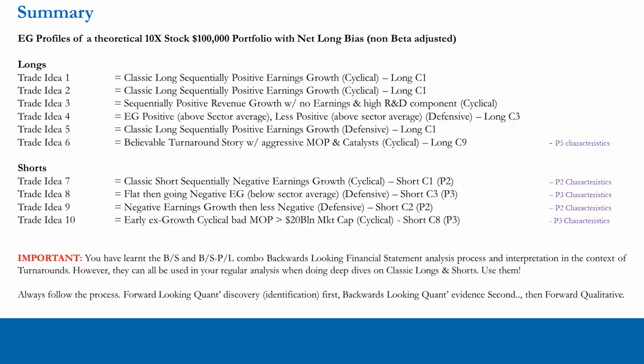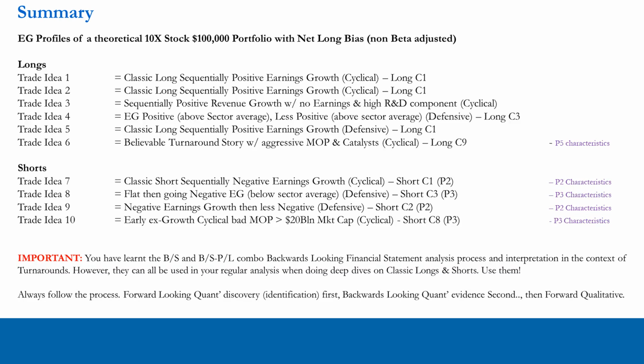Our next short trade idea, and our last, number 10, we can have an early ex-growth cyclical with a bad management operating plan that has a high market cap, so over 20 billion market cap, with an earnings growth profile that matches our short case number 8, and this can have phase 3 characteristics.